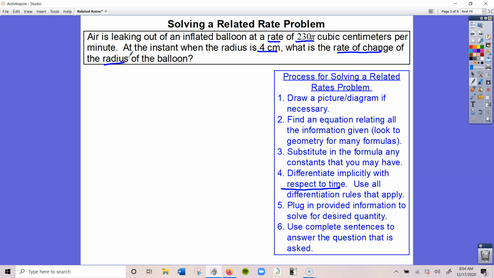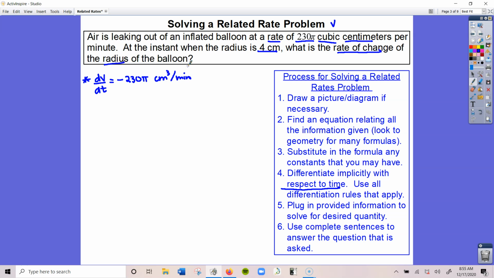So before I even begin, I like to write down everything that's given. Since this is a rate and we are given cubic centimeters, anything that's cubed, that's volume. And additionally, this is a rate, so that means that this is dV/dt. Now, since air is leaking out, that means that the volume is going to be decreasing. So we would say that this rate is a negative 230π cubic centimeters per minute.